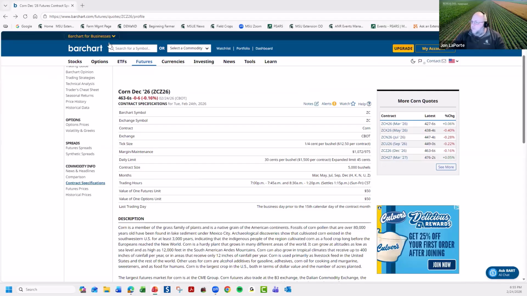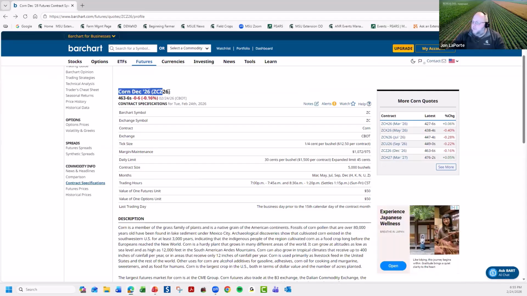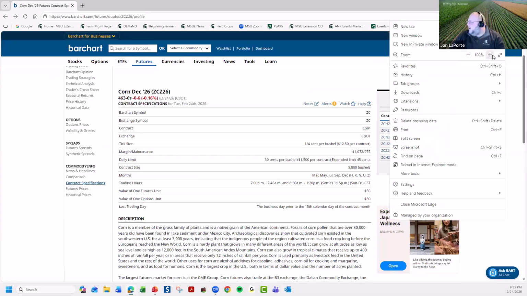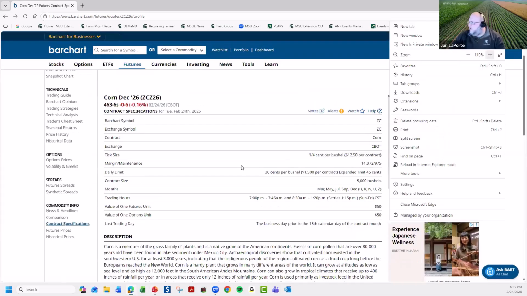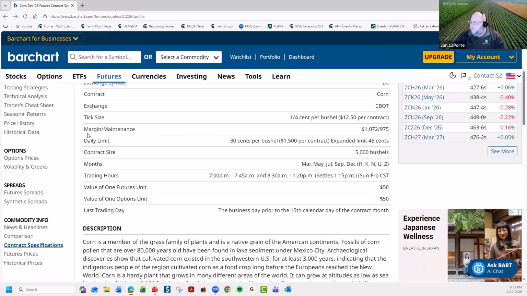But here on Barchart, we're looking at December corn, and you can see for this futures contract, and I apologize, it's a little hard to see, maybe I zoom in a little bit, you see this margin and maintenance level. On December corn futures, we're looking at an initial margin of $1,072 and a maintenance margin of 975.